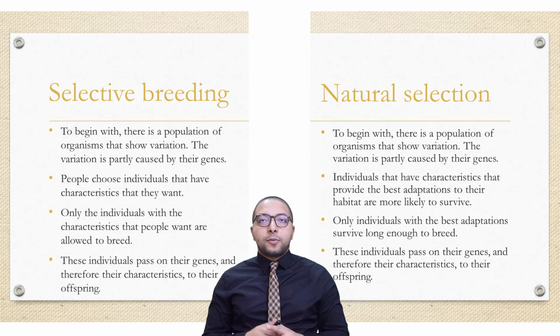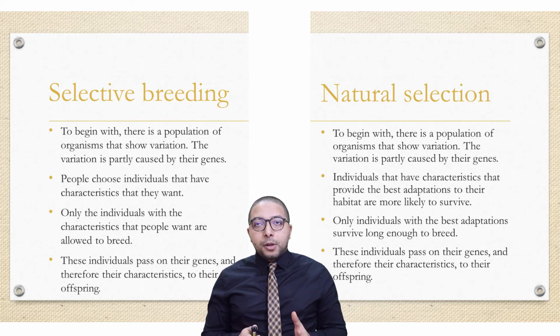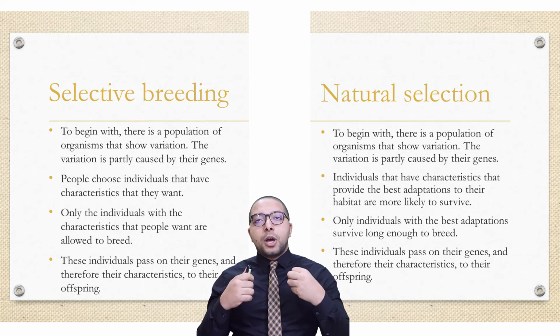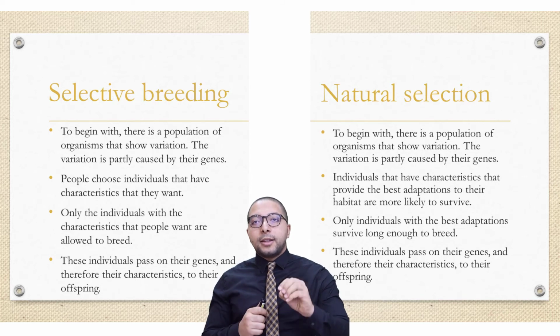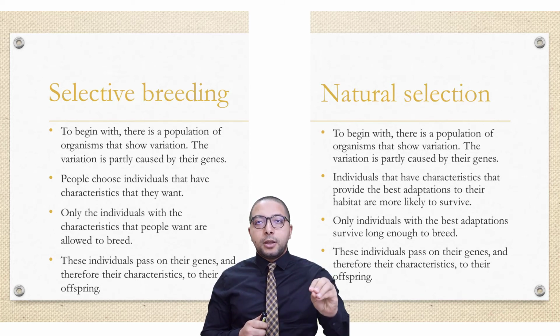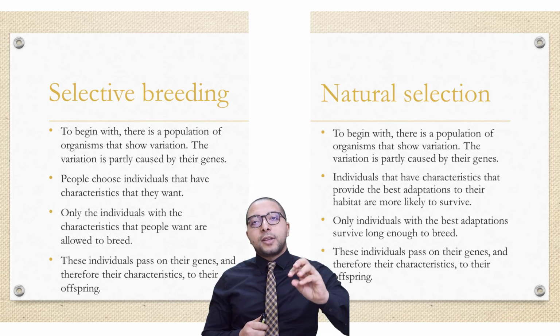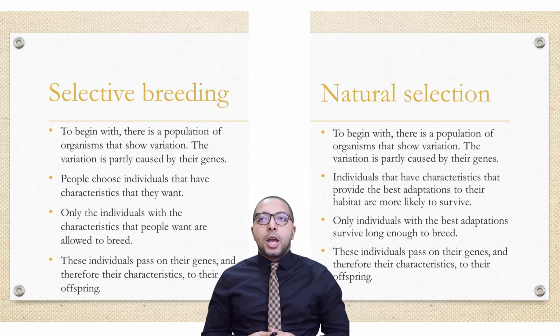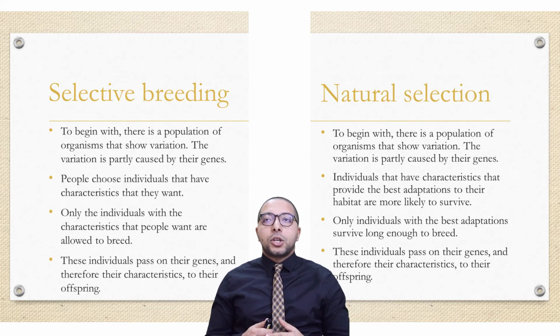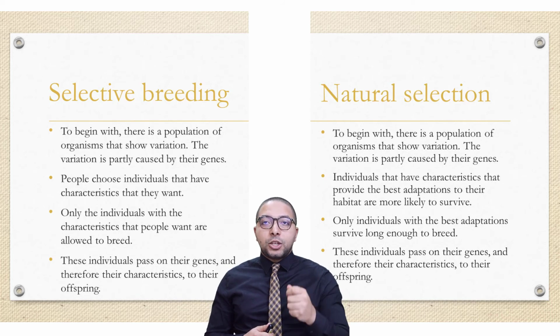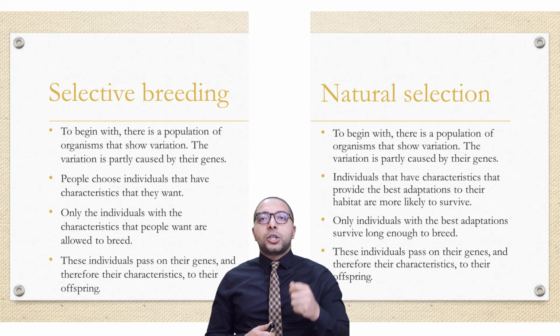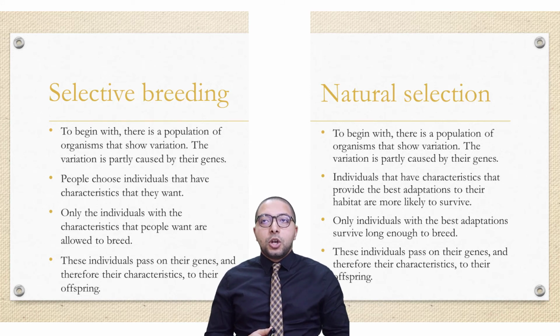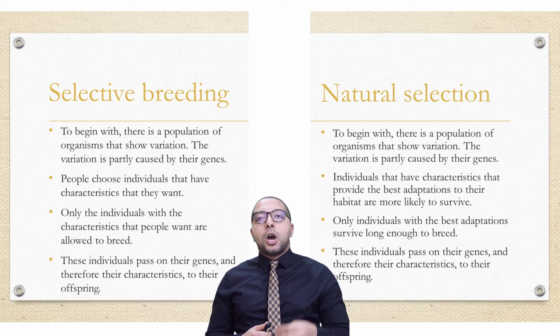Then for the selective breeding, the people, humans, are the ones who are deciding which organism is going to breed in order to pass this characteristic to the offspring. On the other hand, in natural selection, it's only nature which decides which characteristic will be passed. That's through the adaptation. So individuals that have characteristics that provide the best adaptation to their habitat are more likely to survive.